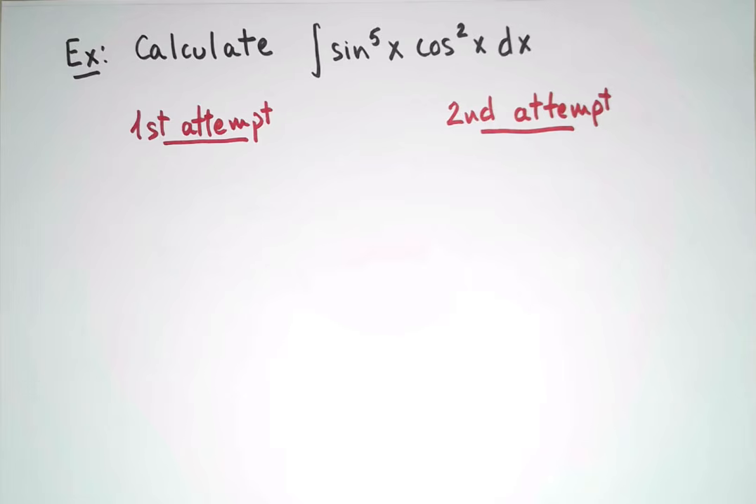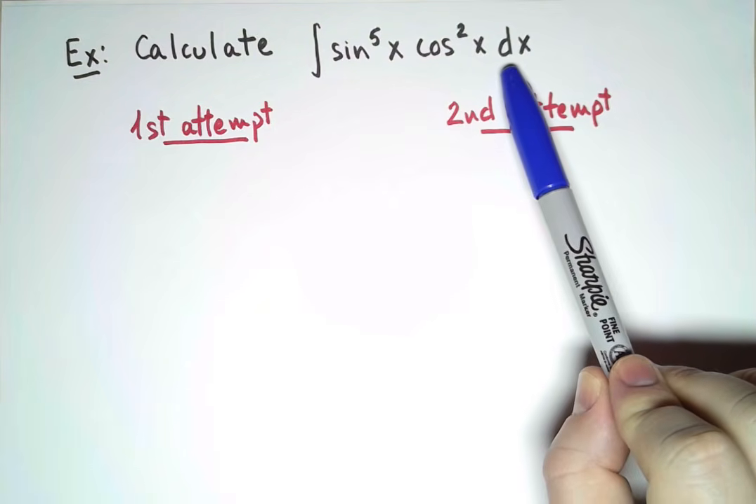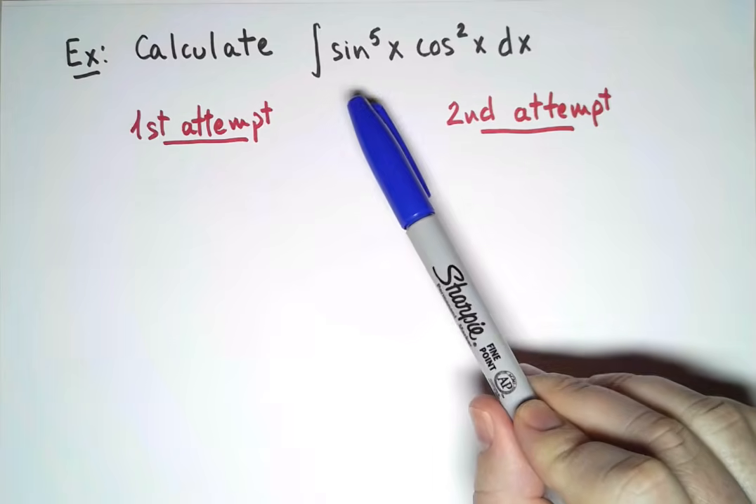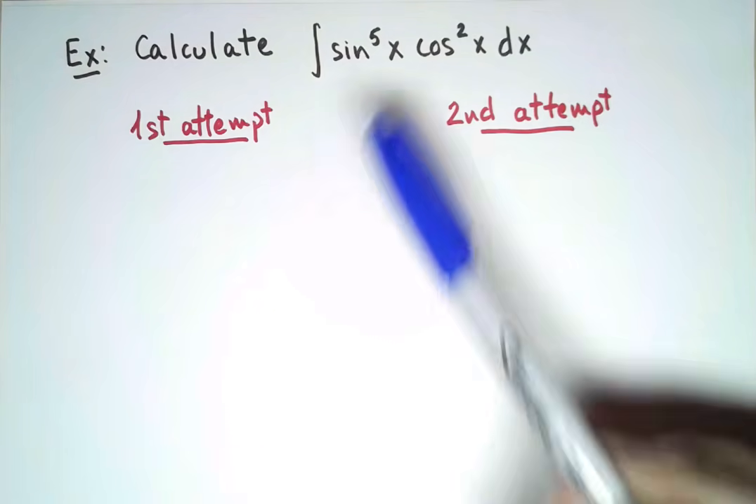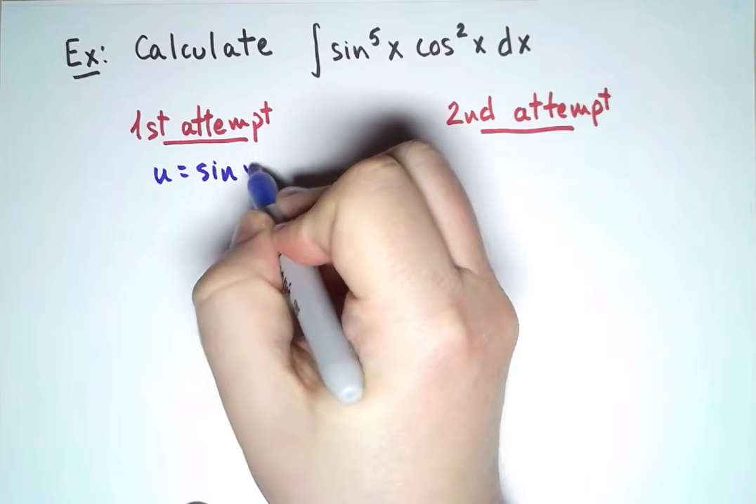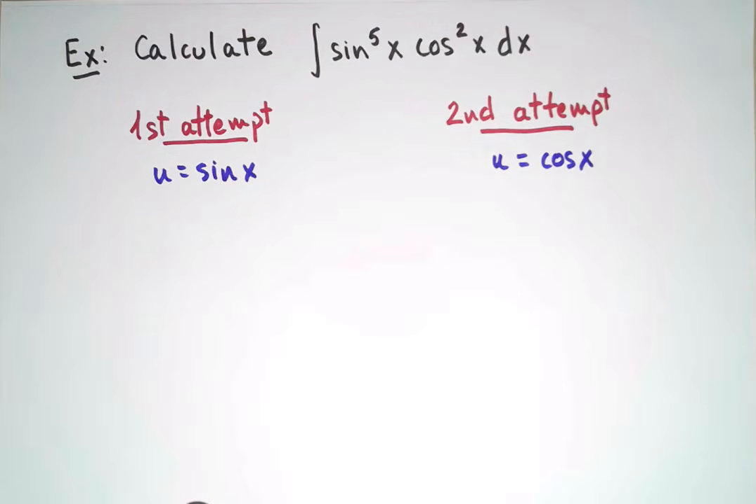I want to compute the antiderivatives of this function, sine to the fifth power of x cosine squared of x dx. I'm going to try to do this with substitution. If I don't think much about it, there are at least two substitutions I could try, since the function involves sines and cosines. Perhaps I can try u equals sine of x, or perhaps I can try u equals cos x. And in this video I'm going to attempt both and see which one is better.